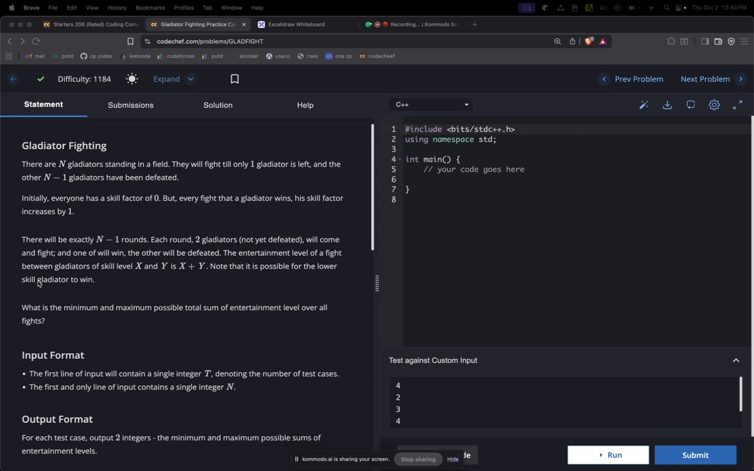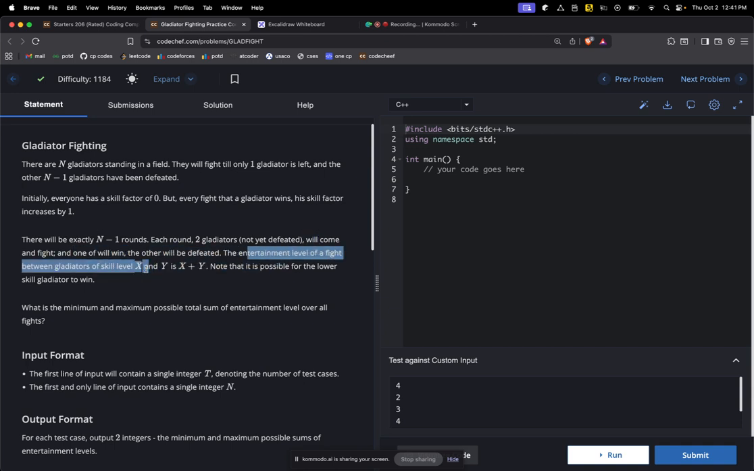They will fight only till one gladiator is left, and the other n minus one gladiators have been defeated. Initially, everyone has a skill factor of 0, but every fight that a gladiator wins, his skill factor increases by 1. So there will be exactly n minus 1 rounds. That makes sense, because at each round one will get defeated, and we have to go till one guy has not been defeated in any of the rounds. Each round, two gladiators not yet defeated will come and fight, and one will win. The other will be defeated.